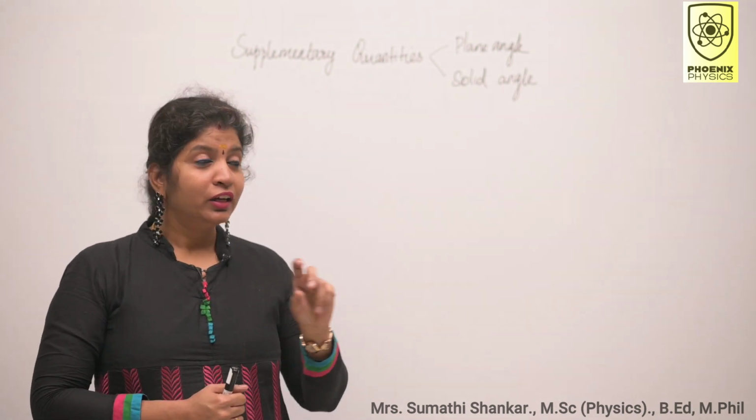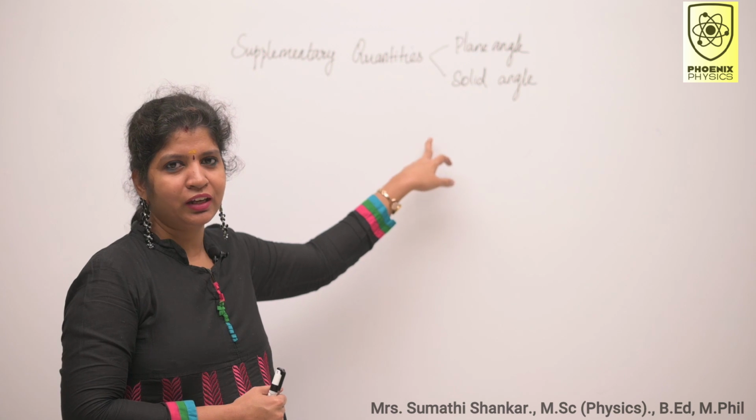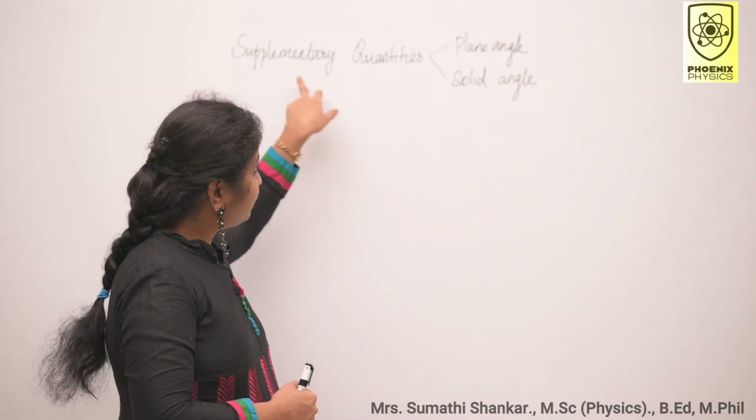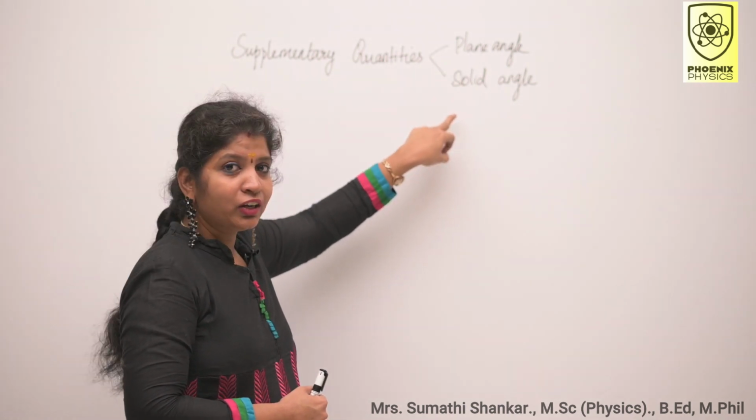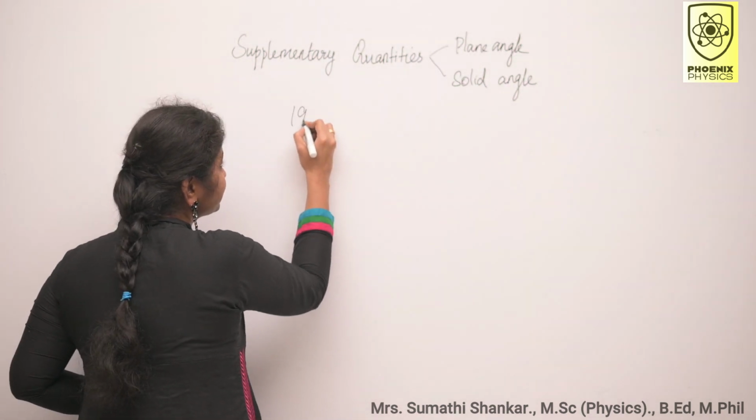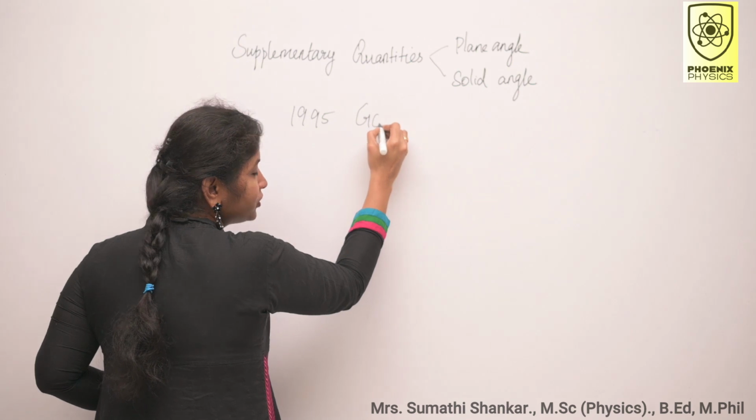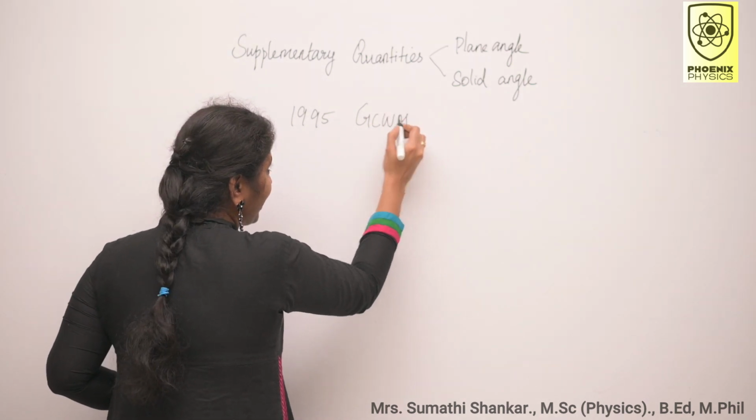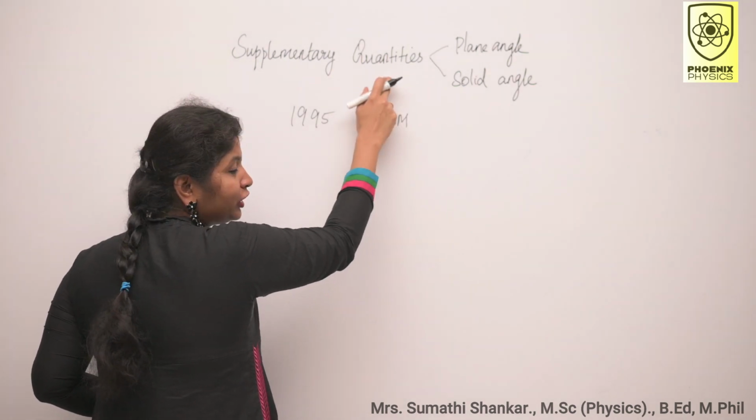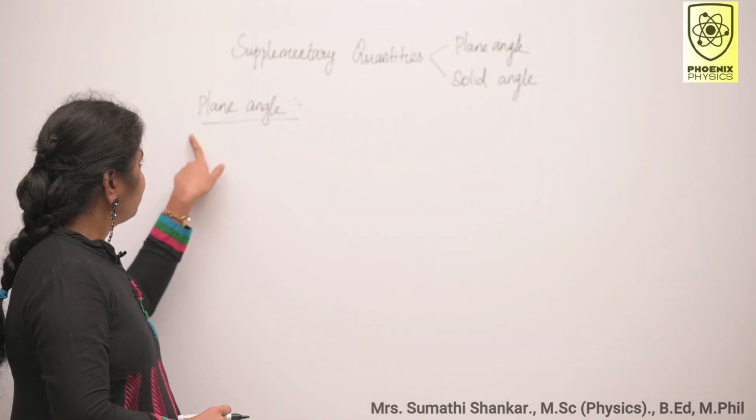But in your book, these two quantities are given under the derived quantities tabular column on page number 10, I think. So these two quantities, plane angle and solid angle, were converted into derived quantities in the year 1995 at the General Conference on Weights and Measures. After 1995, scientists included these supplementary quantities into derived quantities. Up to this clear?